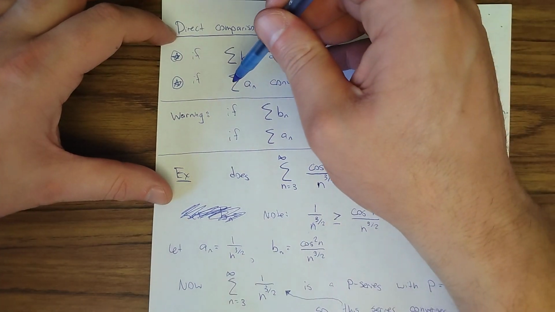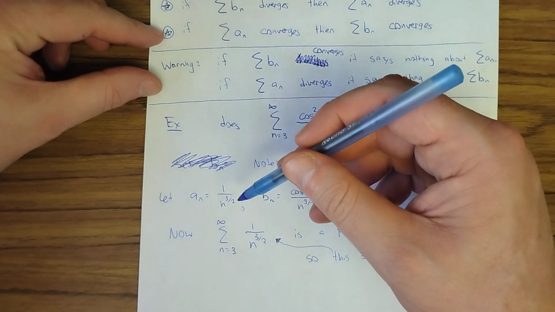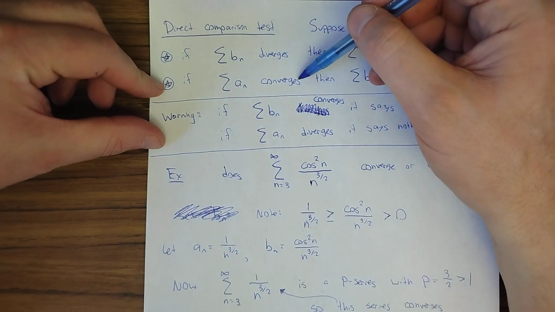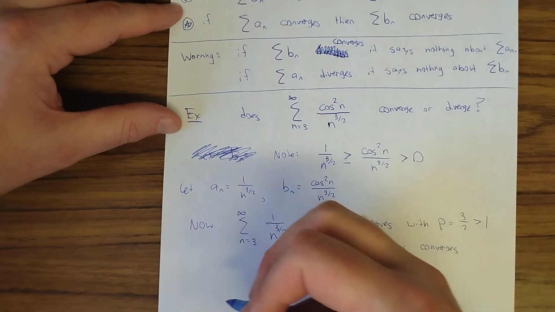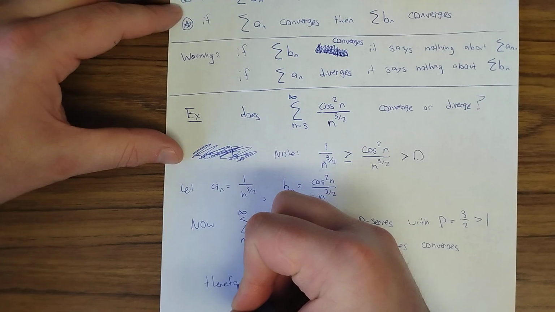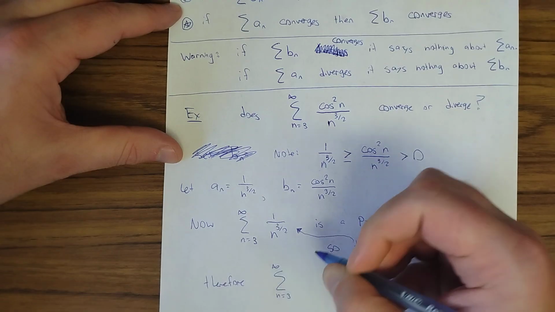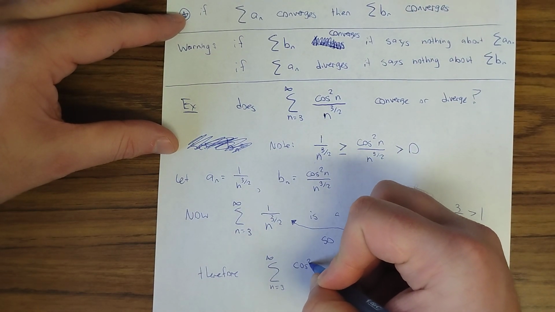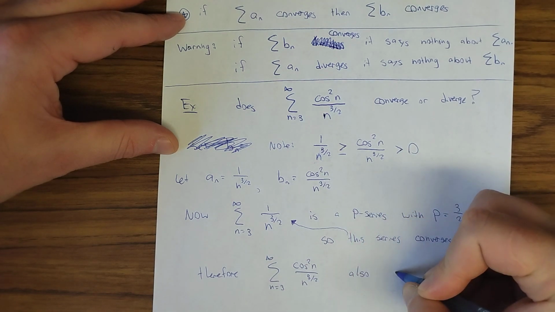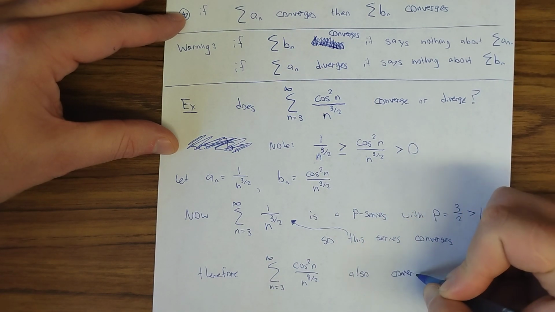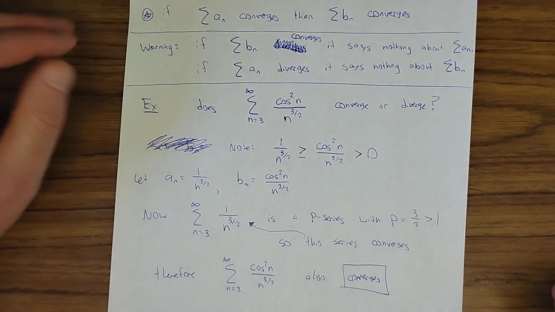Now I hope that I'm able to use this, and I am. So the series with a sub n in it, because remember that was a sub n, that series did converge, so we are able to draw a conclusion from that. The series with b sub n also converges. So we did get our answer.